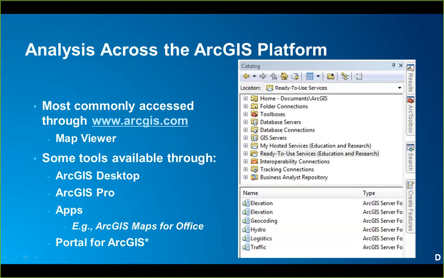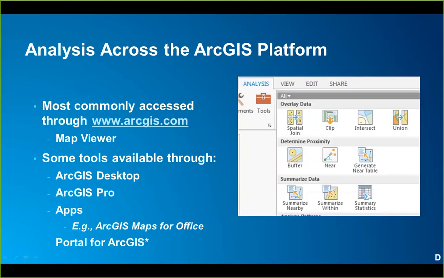In Desktop, as you may already be familiar, you access two folders. You access My Hosted Services and the ready-to-use services from the catalog window. This provides you access to any online content that you've shared with ArcGIS Online, in addition to some of the analysis tools. With regards to ArcGIS Pro, the same analysis tools that you can access in Online, in Desktop, are even available in Pro, and you access those through the Analysis tab.